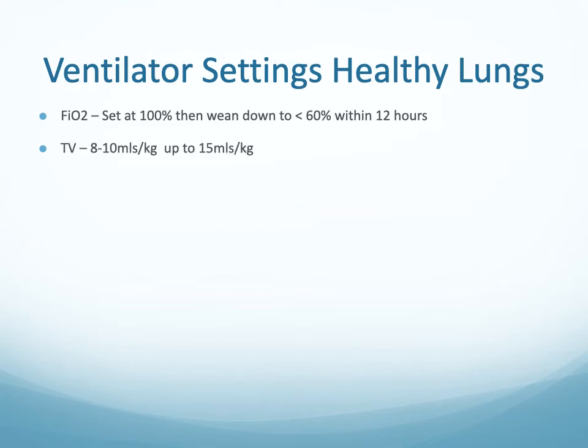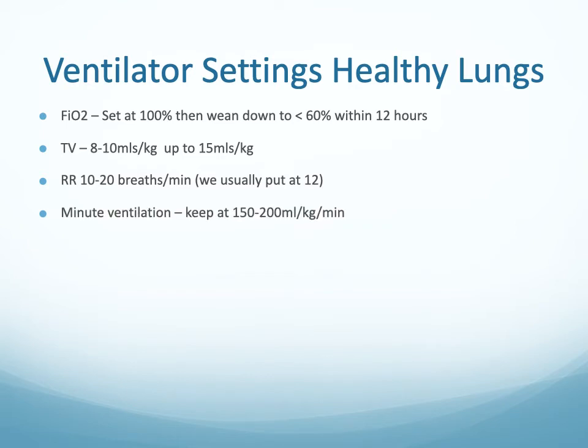Tidal volume is 8 to 10 mils per kilo. Because these lungs are more compliant, you can go up to 15 mils per kilo. Respiratory rate is set between 10 and 20 breaths per minute. We usually put our patients' respiratory rate at 12. Minute ventilation is kept at about 150 to 200 mils per kilo per minute. So your minute ventilation, you need that amount of gas or air going through the patient's lungs for adequate gas exchange.